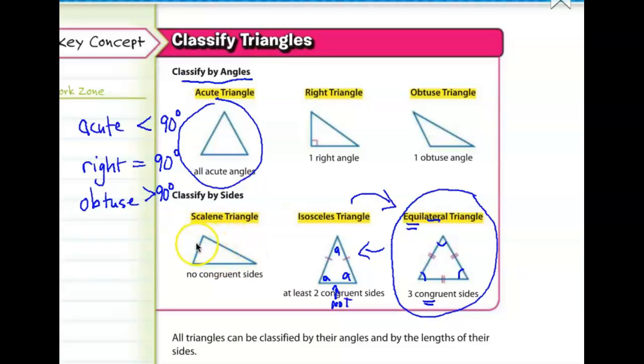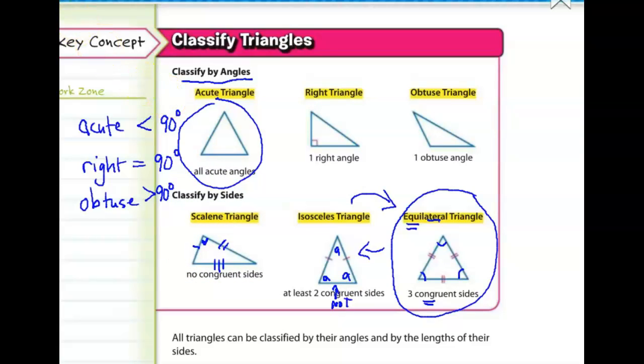Finally, we have the scalene. This one, and this one. None of the marks are equal. All three sides are completely different. That is called a scalene. In this particular case, if this is a right angle, this could also be called a right triangle based on its angles. So this will have a second name if we look at the angles as well. But this is definitely scalene because all three sides are not equal to each other.